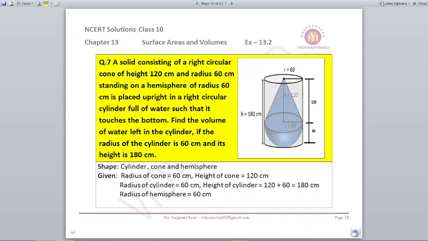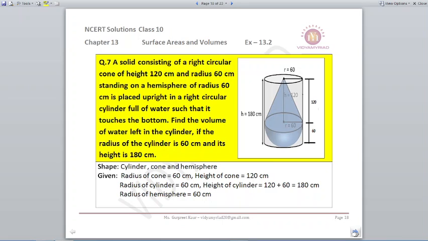Next, a solid consisting of a right circular cone of height 120 centimeter and radius 60 centimeter standing on a hemisphere of radius 60 centimeter is placed upright in a right circular cylinder full of water such that it touches the bottom. Find the volume of the water left in the cylinder if the radius of the cylinder is 60 centimeter and its height is 180 centimeters.